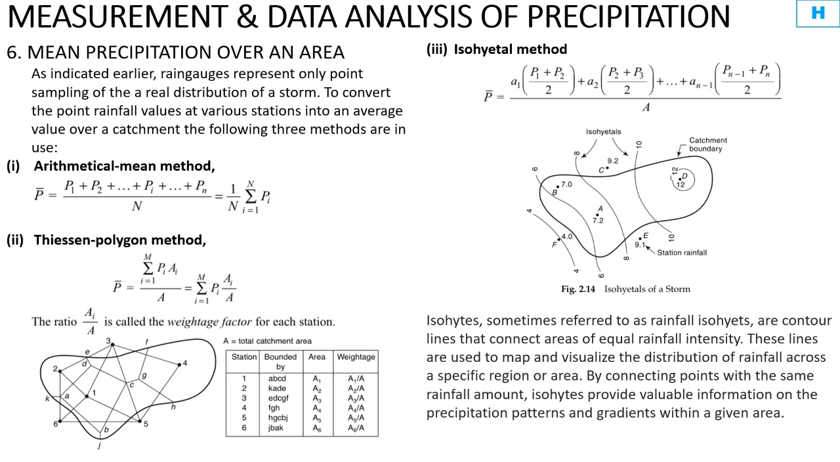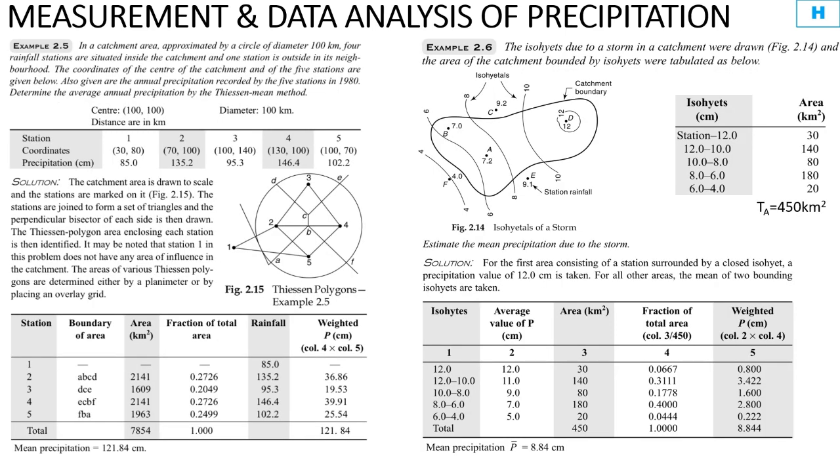We have 3 methods to get the average ng mga rain gauges mo sa isang catchment mo. First is arithmetical mean method. This is just the normal average wherein i-add up mo lang yung mga recorded precipitation ng mga stations mo divided by the number of stations. This method is not very precise, yung first method.